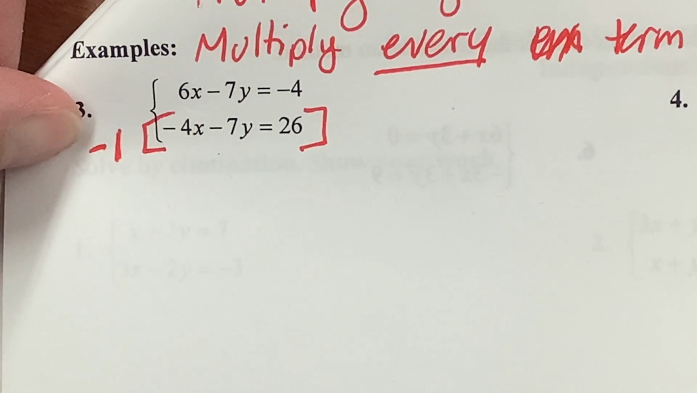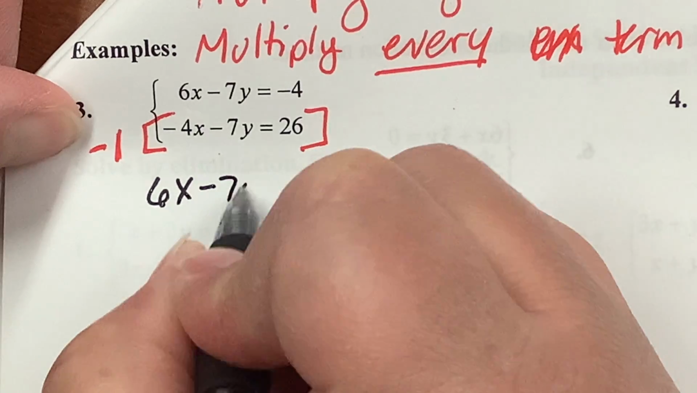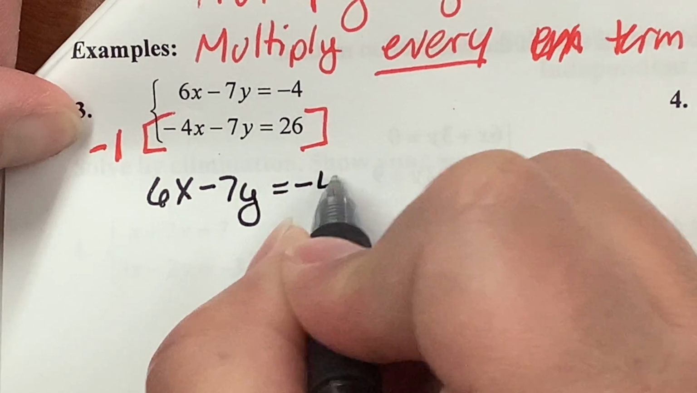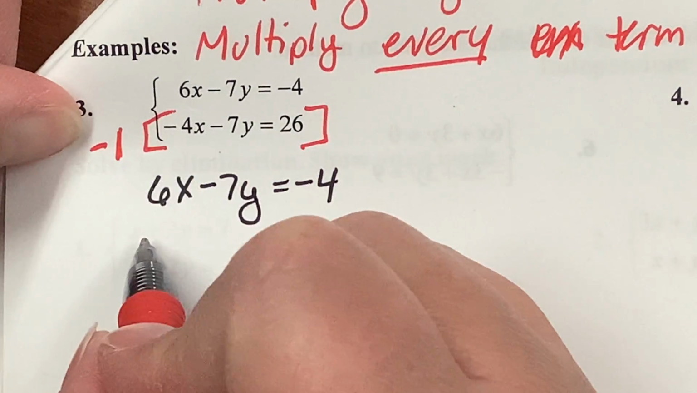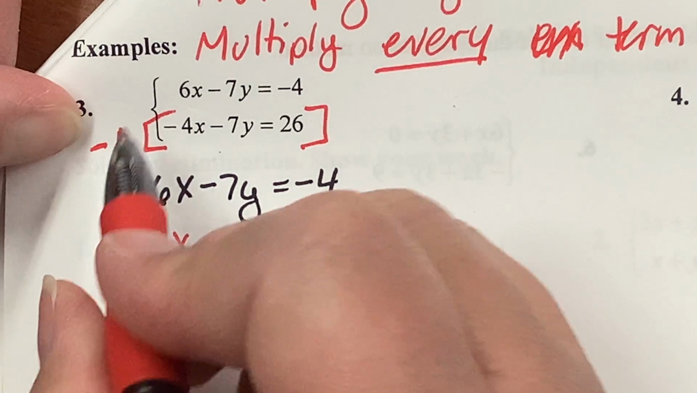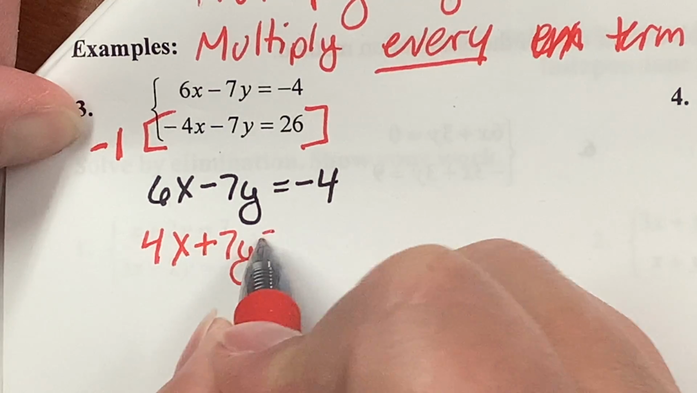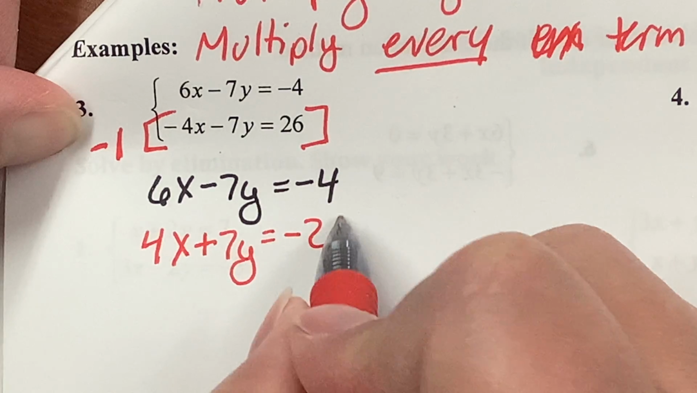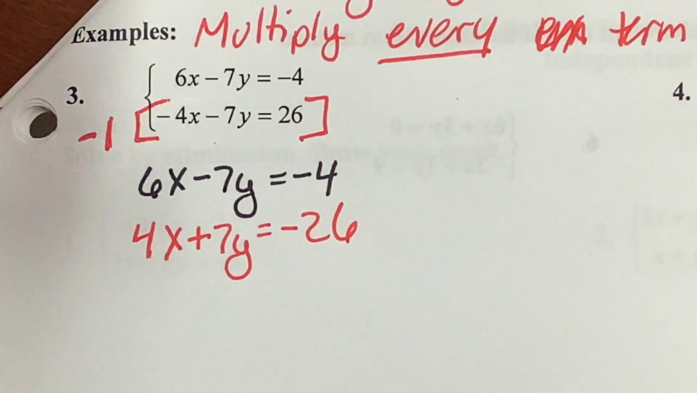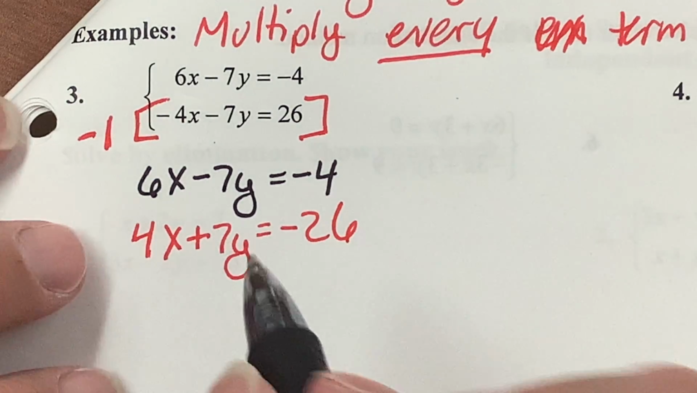So I'm just going to rewrite that first one, this one, 6x minus 7y equals -4, and I'm going to multiply the whole second expression by -1. Negative times negative, positive 4x. Negative times negative, positive 7y. Negative times positive, -26. So I just went along and I changed all my signs by multiplying times -1.